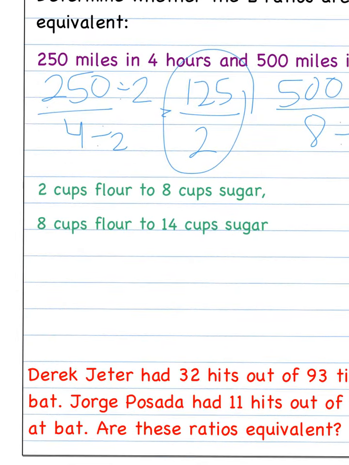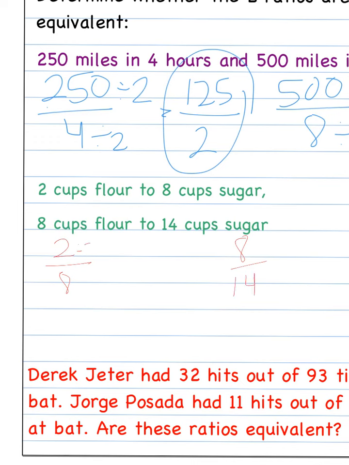Okay, so here's one to check. Try it on your own. 2 cups of flour to 8 cups of sugar, and 8 cups of flour to 14 cups of sugar. So I'm going to write them in simplest form. So 2 over 8 and 8 over 14.